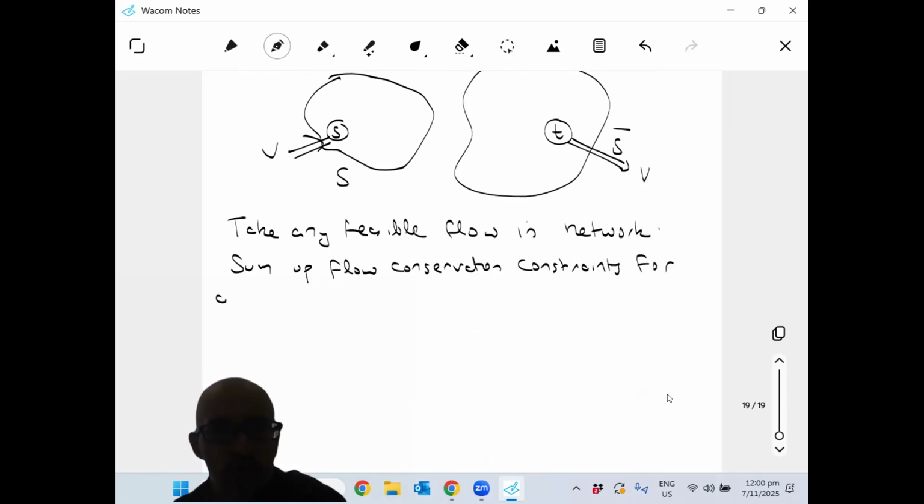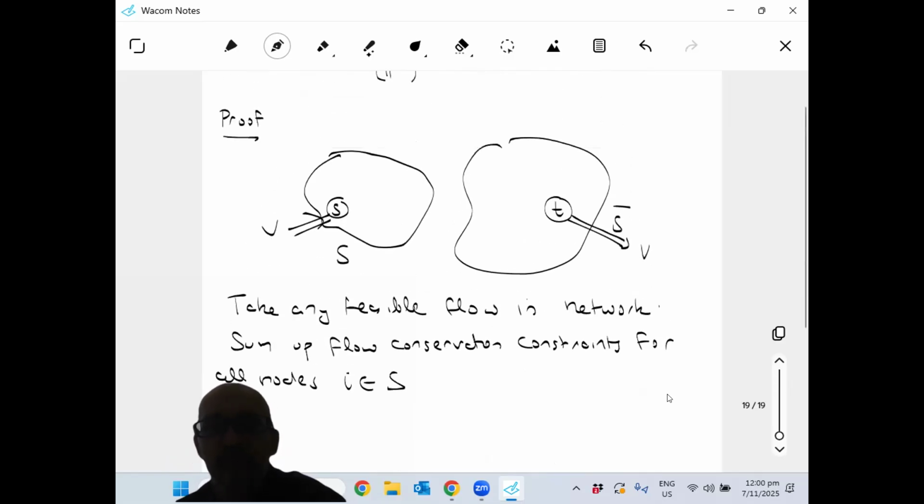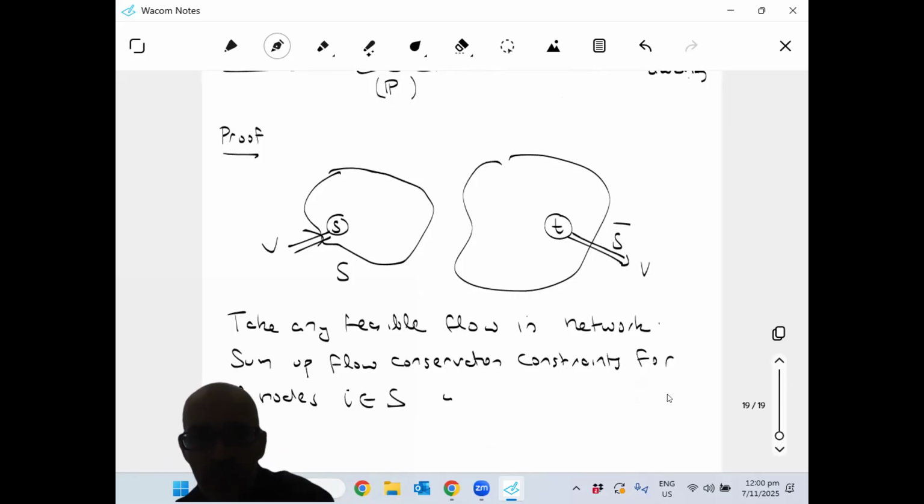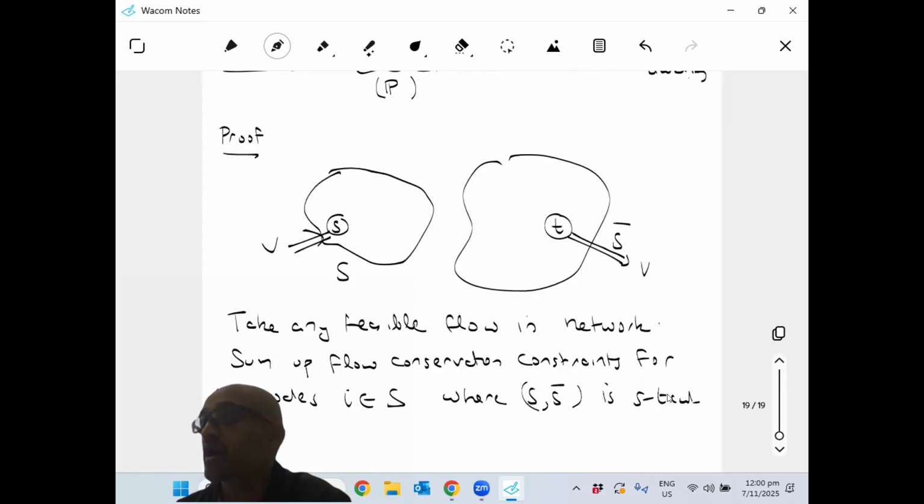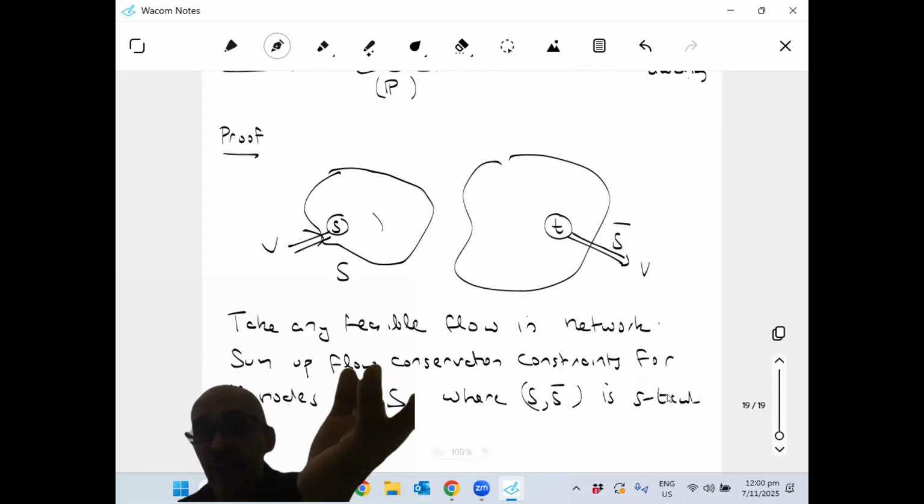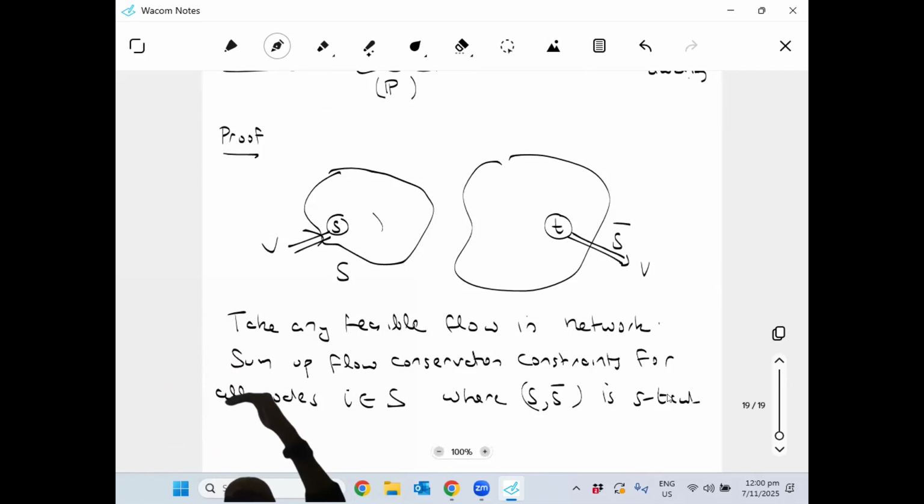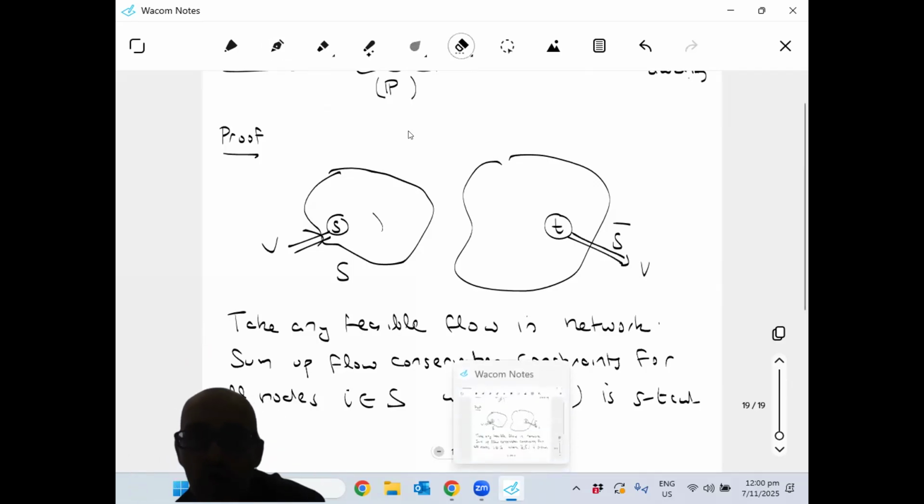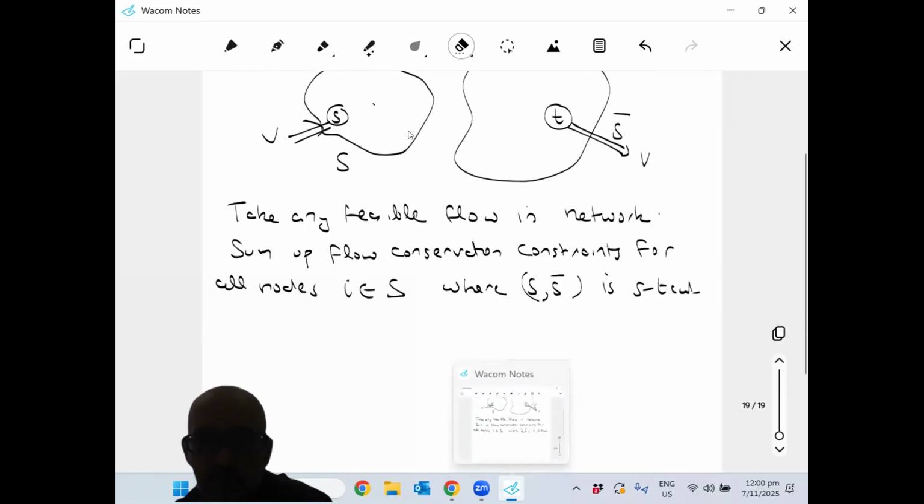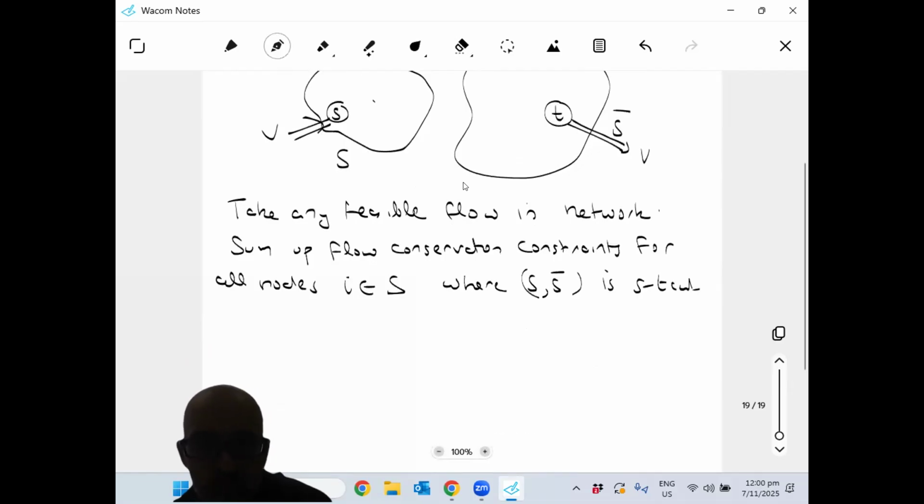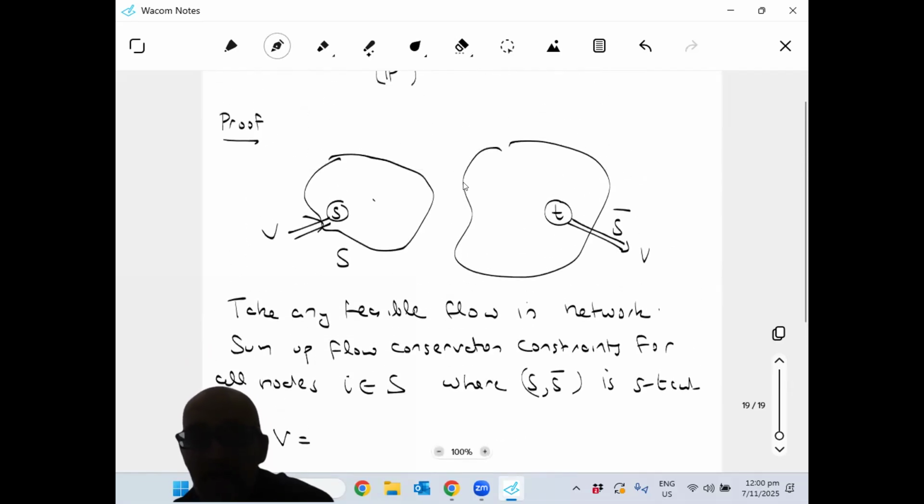for all nodes i in S, where S, S bar is an s-t cut. So I partition my nodes into two parts, S and S bar. I take the flow conservation constraints for only the nodes in capital S, and I add up. So I've got incoming flow V. I add up flow conservation.